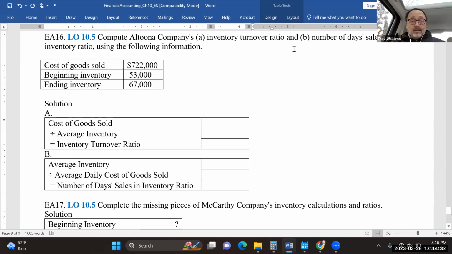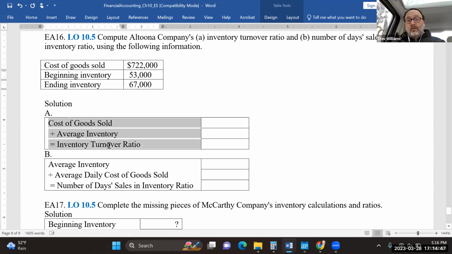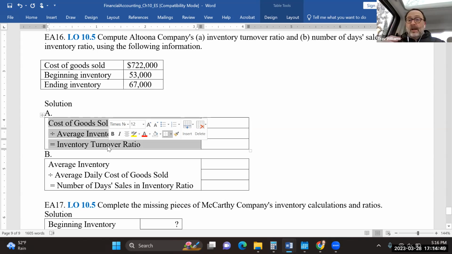And so what we do to calculate it, we take cost of goods sold, just like it shows here, divided by your average inventory, and that gives you an inventory turnover ratio. So it's how many times does your average inventory fit into whatever is your cost of goods sold? Okay, so how many times does it turn over into that amount? And you want that number to be as high as possible, just like we did with the AR turnover ratio.